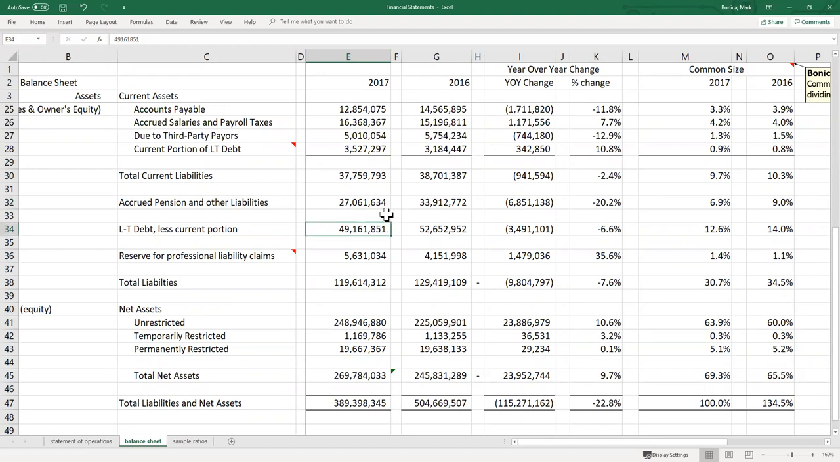And we have long-term debt. This is the amount of loans that they have out. So this particular organization has bonds, meaning those are loans that you make directly from the market. And so they have $49 million in long-term debt. The reserve for liability claims. This is kind of an estimate of how much they think they're going to owe on professional liability claims at some point in the future.